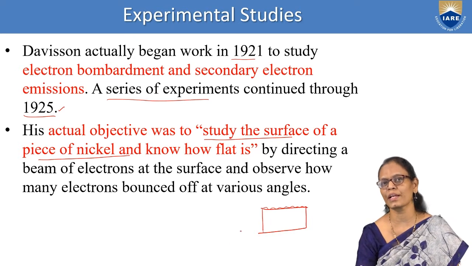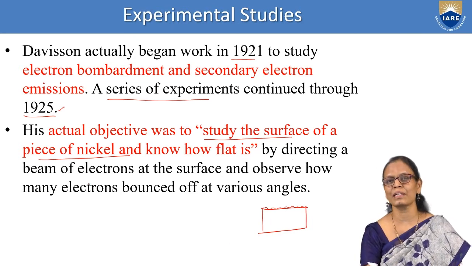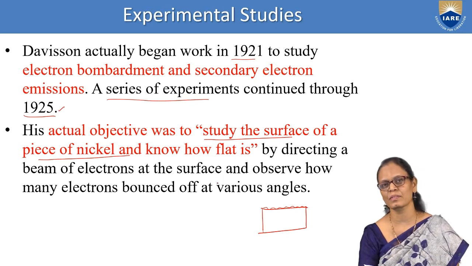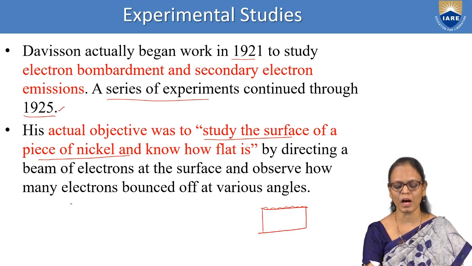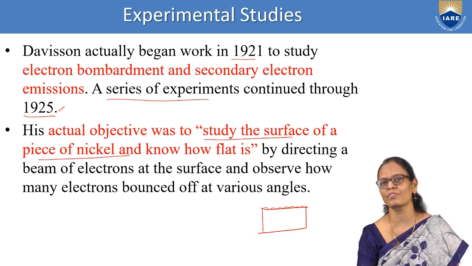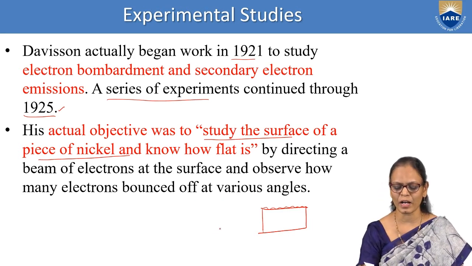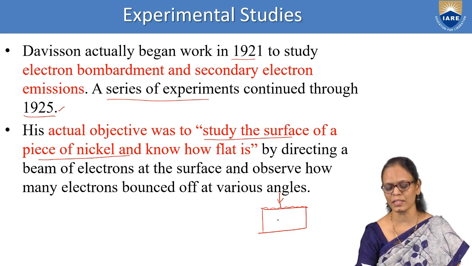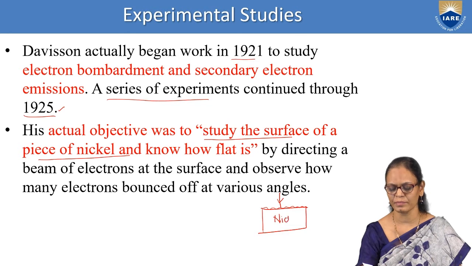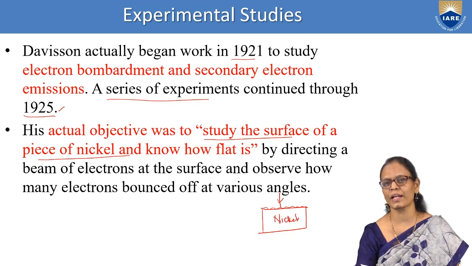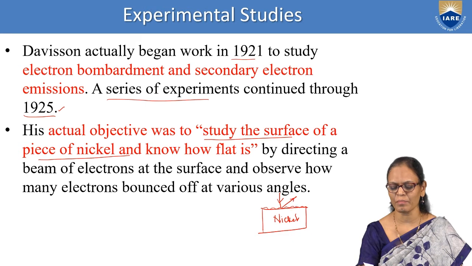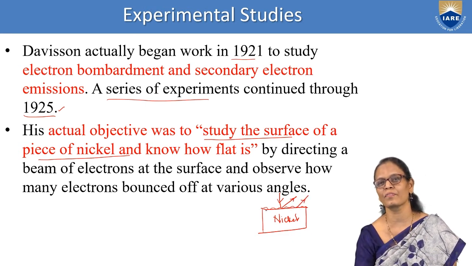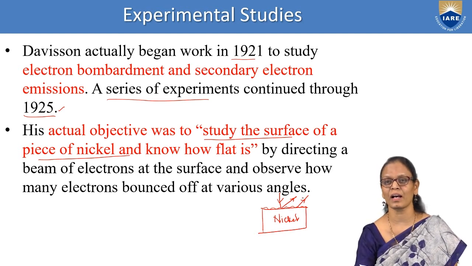So how was he doing the experiment? He was directing a beam of electrons at the surface, and he was observing how many electrons bounced off at various angles. When electrons are bombarded onto this nickel crystal, what he was trying to find is how they are being reflected. At different points, depending upon the surface, they may bounce off at different angles.